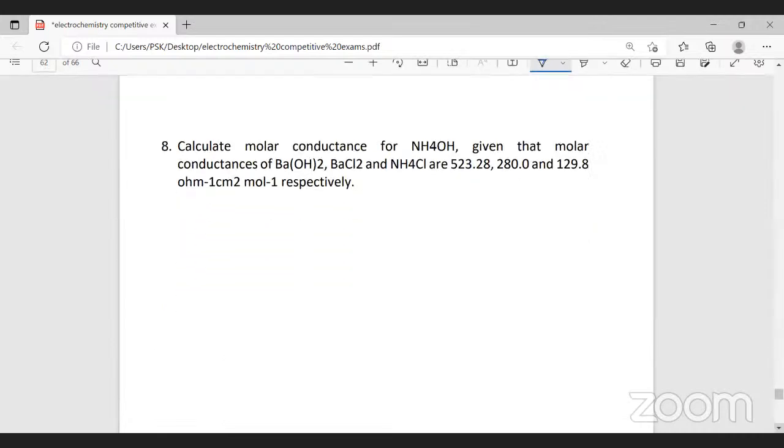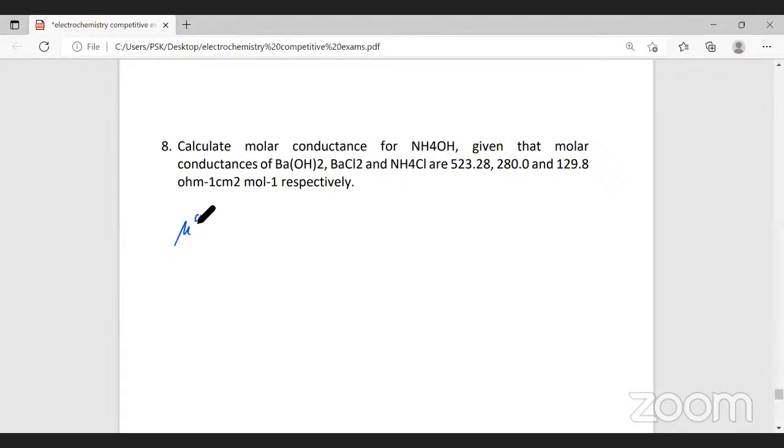The next problem. Calculate the molar conductance for ammonium hydroxide. The same problem, but a little difference. Let's see. Calculate the molar conductance of ammonium hydroxide. Given molar conductance of barium hydroxide, barium chloride, and ammonium chloride are 523.28, 280, and 129.8 ohm inverse centimeter square per mole, respectively. Now they're asking you to calculate the molar conductance of ammonium hydroxide.